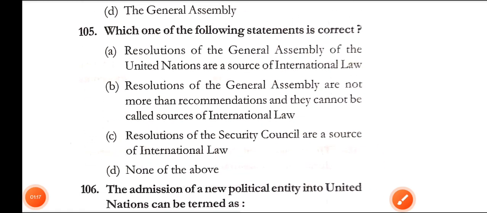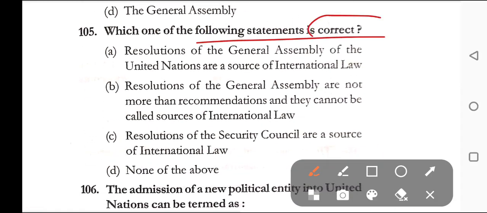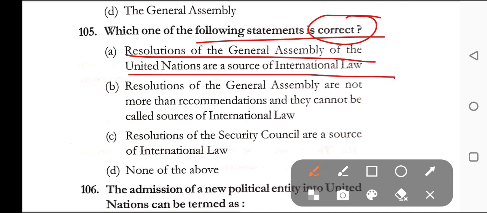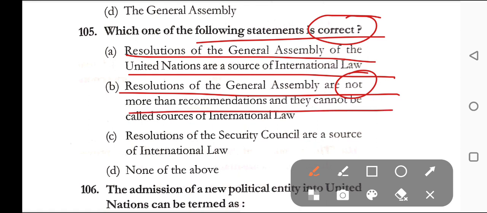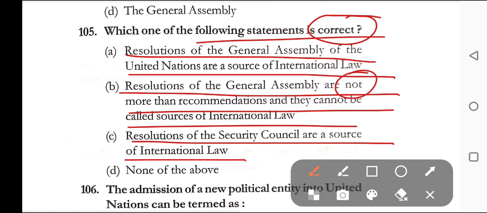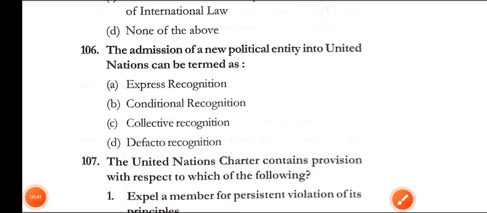Question number 105. Which from the following statement is correct? Option A, resolutions of the General Assembly of the United Nations are a source of international law. Option B, resolutions of the General Assembly are not more than the recommendations and they cannot be called as sources of international law. Option C, resolutions of the Security Council are a source of international law, and option D, none of the above. Here correct answer is option B, that is resolutions of the General Assembly are not more than the recommendation, they cannot be called as sources of international law.